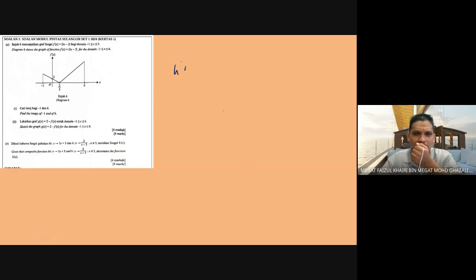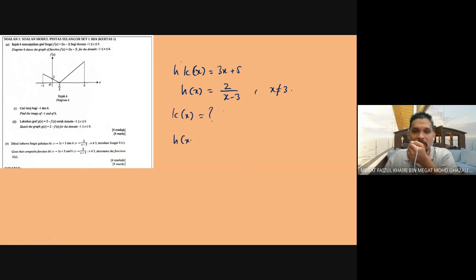Okay, so question B, given the function h(k(x)) equal to 3x plus 5 and h(x) given here is 2 divided by x minus 3, where x cannot be equal to 3. So find the function k(x). Okay, for composite function, when given f(x) equal to ax plus b and g(x) equal to px plus q. So f(g(x)), okay, look at this.